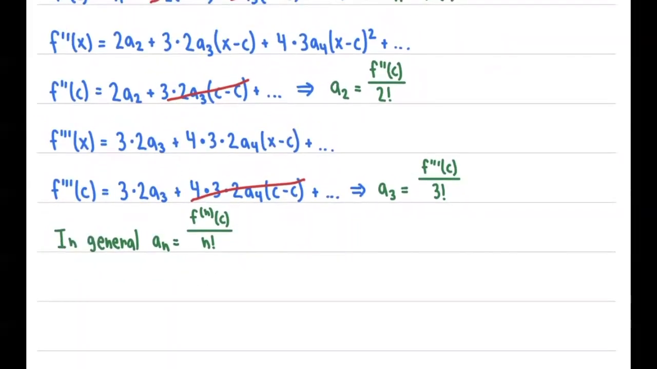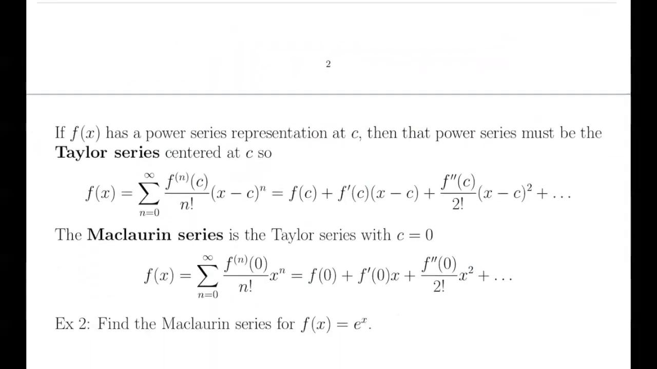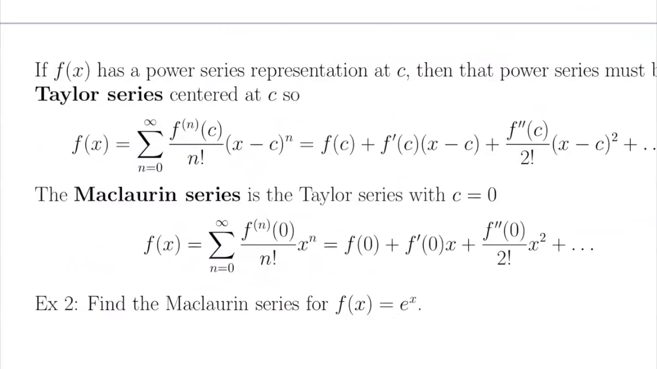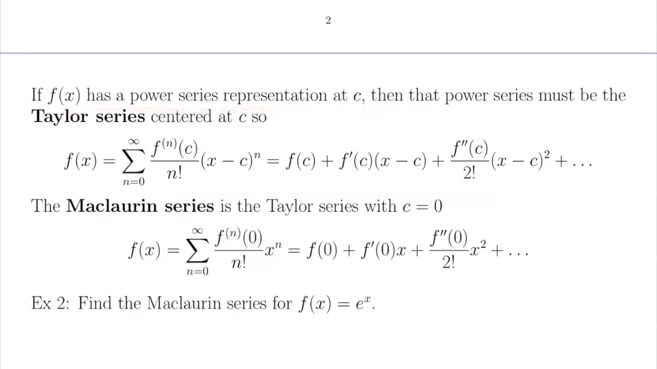So this gives us what's called the Taylor series. Assuming f has a power series representation, then f of x is equal to the sum of the nth derivative of f at c over n factorial times x minus c to the power of n. So if f of x has a power series representation at c, then that power series is going to be the Taylor series centered at c. So that's really important, so I'm going to highlight Taylor series.